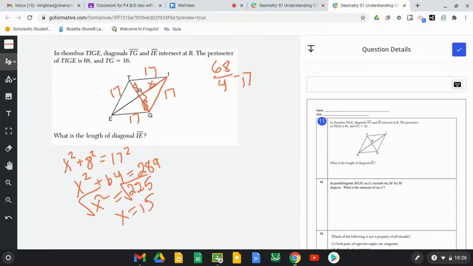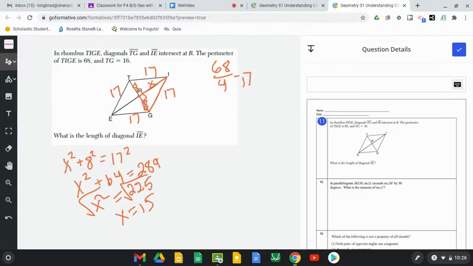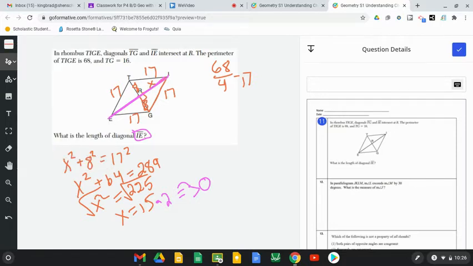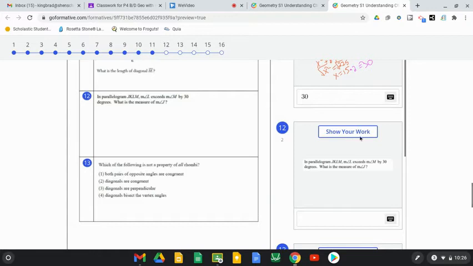However, I want the length of what? Let's see. IE. IE is this whole thing. So how many 15s do I need? 2 of them. My answer is going to be 30 instead. So I'll go over here, 30. Check. Next one, number 12.